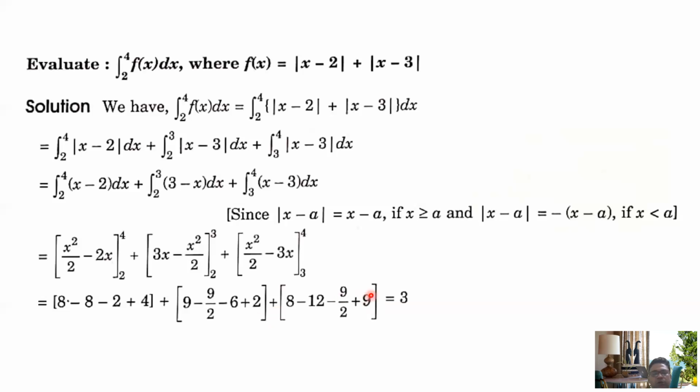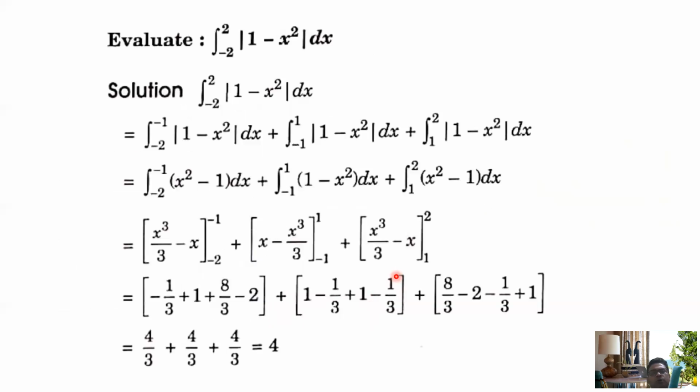After simplification what you have, 8 8 cancel, 2 from here, these are 12, 2 plus 2 4, this also cancel. Ultimately if you simplify you have a 3 result. Okay, so this also another very good question for you.